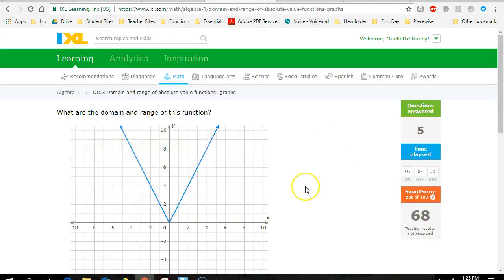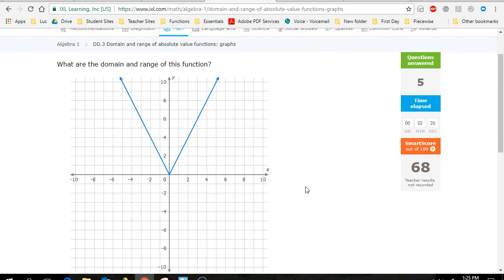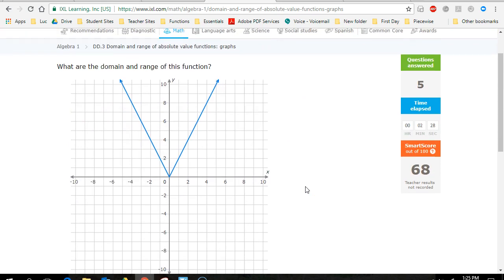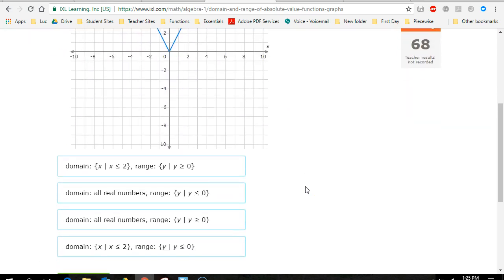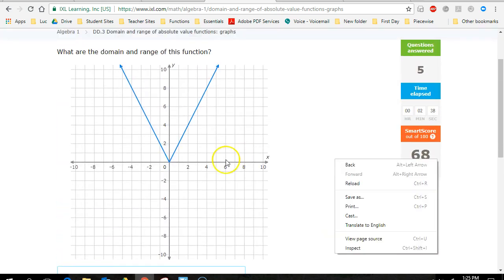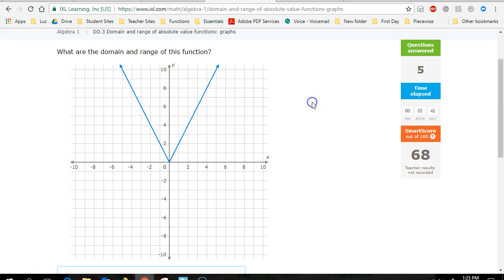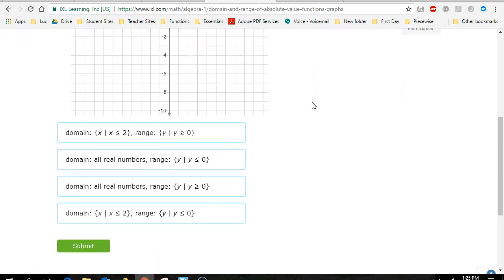Easy. Domain and range, so it's asking for domain and range on this one. So I need to look for one that says all real numbers. So it's either going to be this one, the second one, or the third one. So my y in this case, again, it's everything above, it's 0 plus everything that's above 0 here. So my domain and range are all real numbers, and y is greater than or equal to 0.